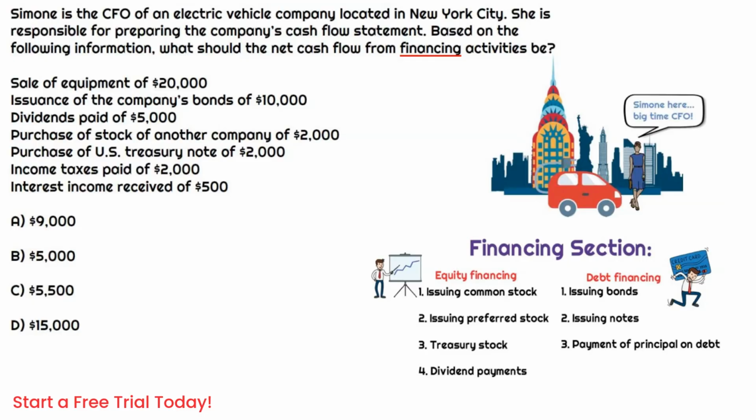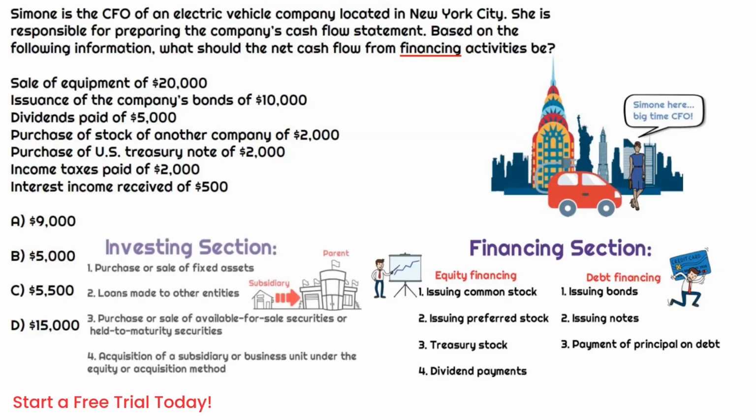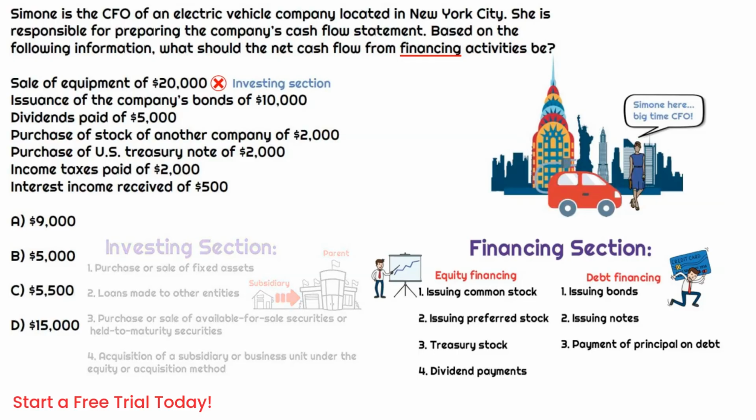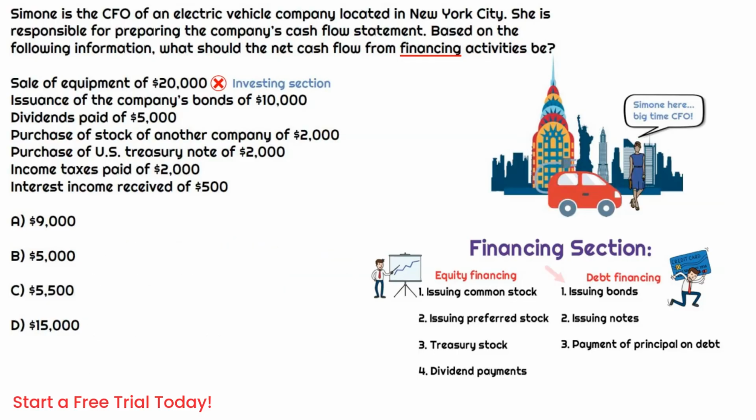So to kick it off, we have sale of equipment. Now, when we sell a piece of equipment, that is going to be characterized as an investing activity and not a financing activity. So we're going to exclude that. How about issuance of the company's bonds? Well, when we issue bonds, that is a financing activity. We can see that in our visual. So we're going to include that in the financing section. Now that's going to be a cash inflow for $10,000.